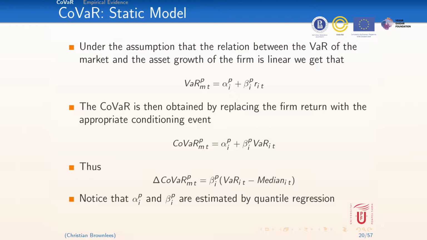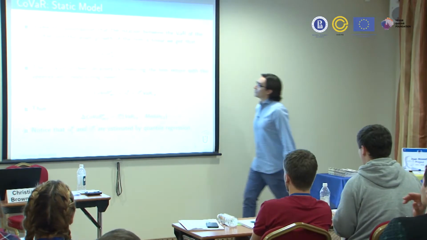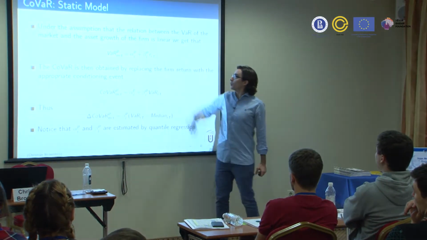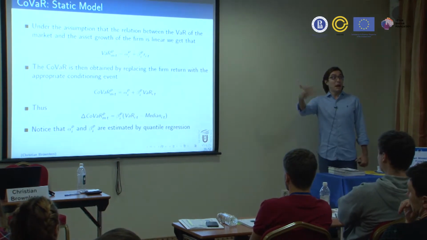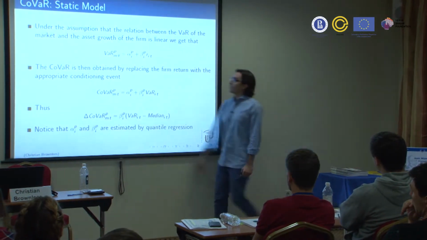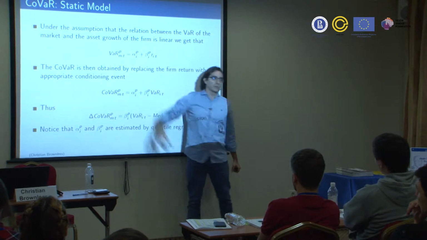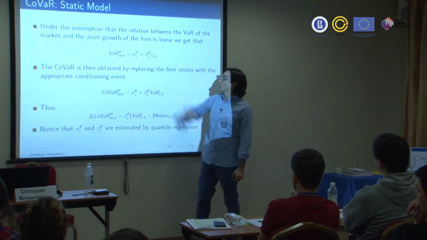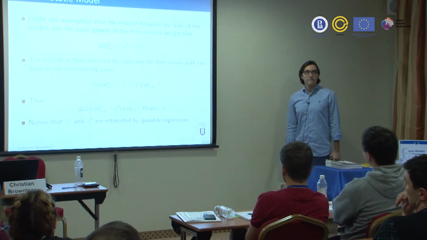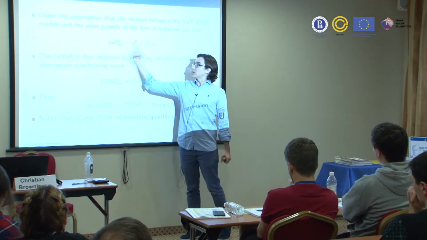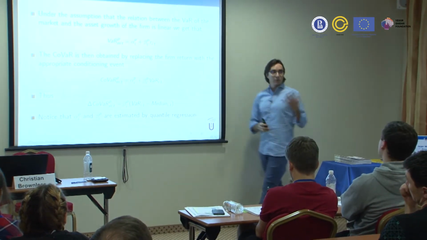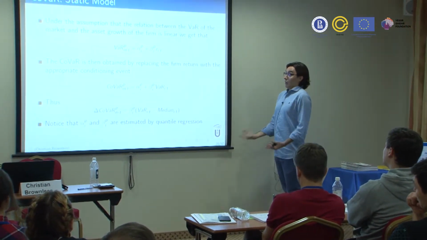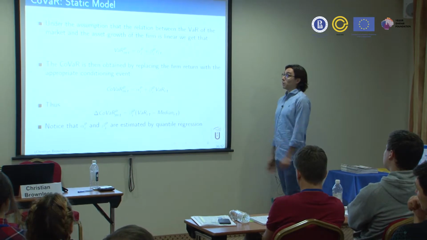So what Adrian and Brunnermeier assume is that there's a linear relationship between the VaR of the market and the returns of a given financial firm i. This is a model that states the quantiles of the market are simply given by alpha plus beta times whatever returns you observe for firm i. So if you're willing to assume the existence of this linear relationship between the market VaR and the returns of firm i, it turns out that estimating CoVaR is really easy.